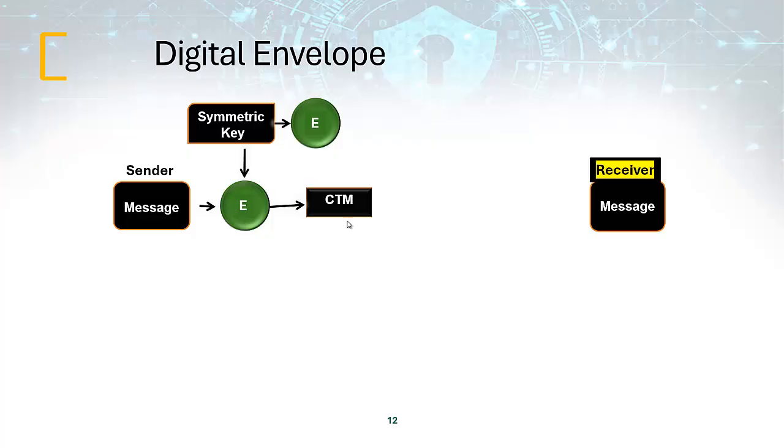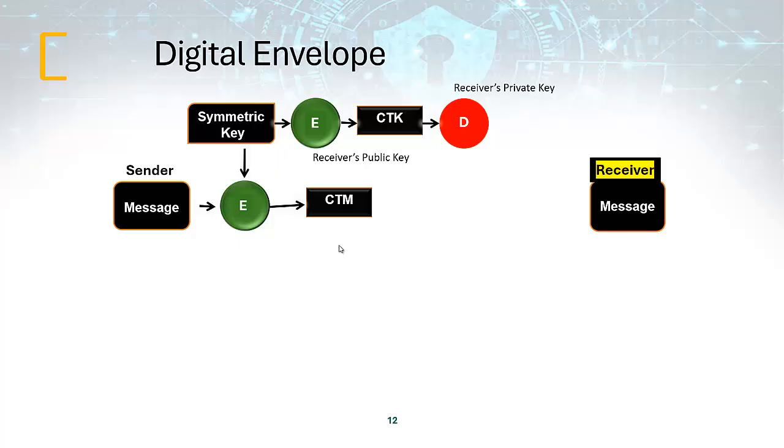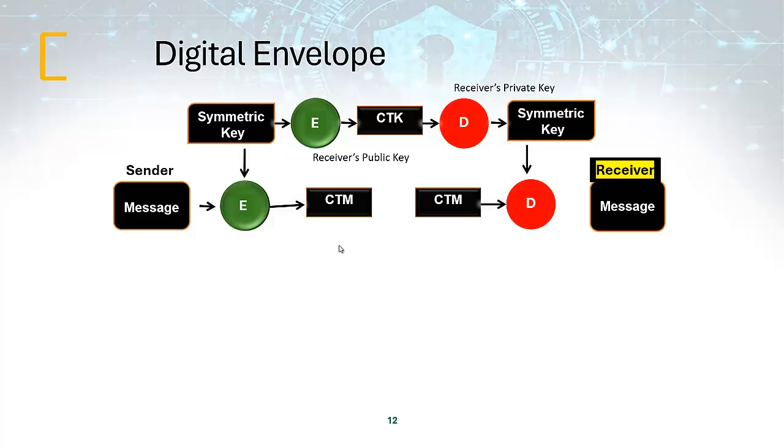Now the receiver wants to decrypt. So I want to send the symmetric key. The symmetric key is encrypted by the receiver public key. You can see the receiver public key, which produces a ciphertext key, and the ciphertext key is decrypted by the receiver private key. So this way, he gets the symmetric key, and with that he is able to decrypt the data.